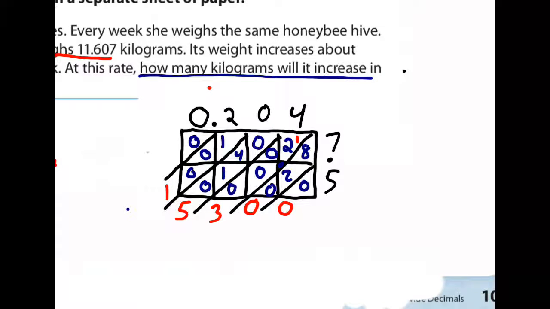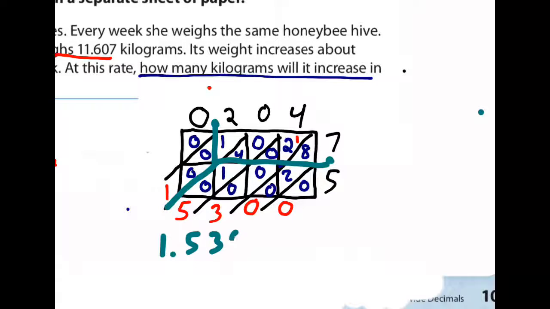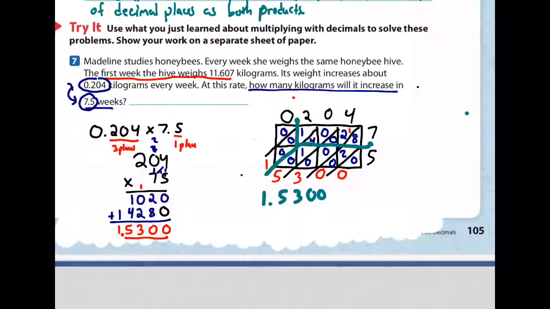Ready? So, let me get this. I'm trying to get the pen not as thick. Okay, so I have 1 decimal here and 1 decimal here. So they make an L right there. And the elbow of the L points right between the 1 and the 5. So you have 1.5300. And last, you can drop those 2 zeros at the end and get 1.53.